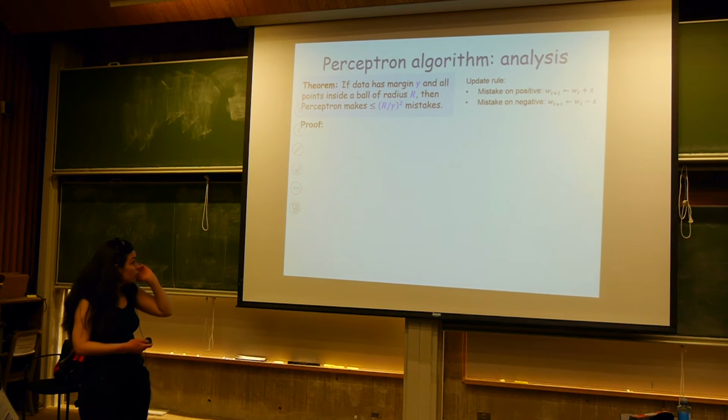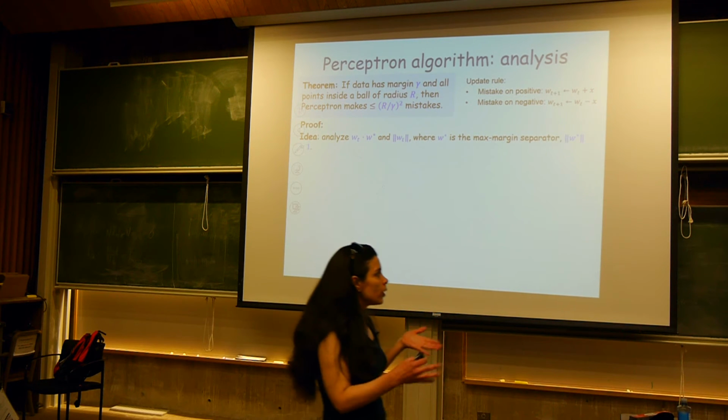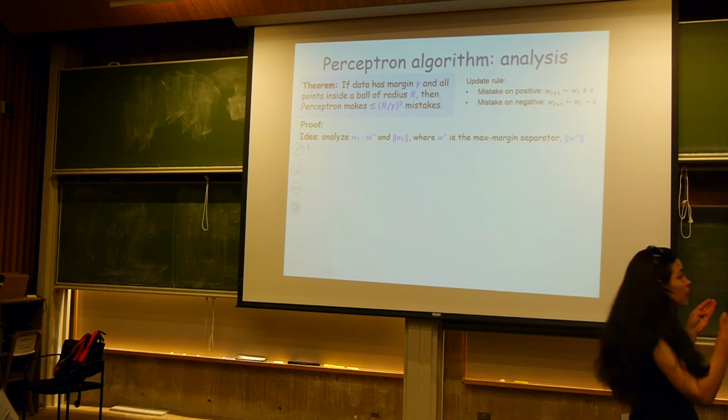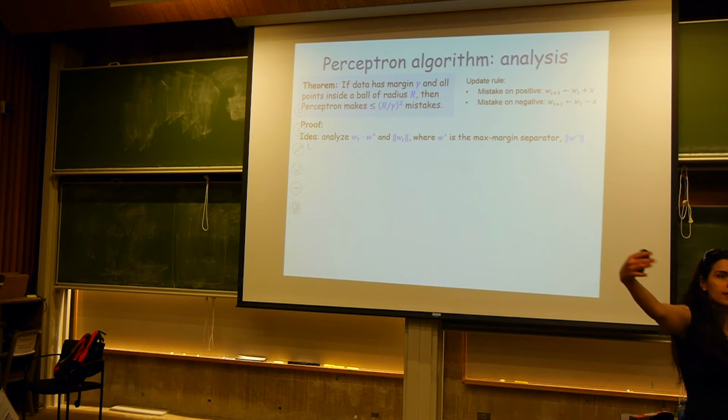Okay, so here is the proof. The main idea of the proof is to analyze two quantities. What we're going to analyze is the length of the current guess for the target. As you saw in my example, the length of the current guess for the target could increase, right?